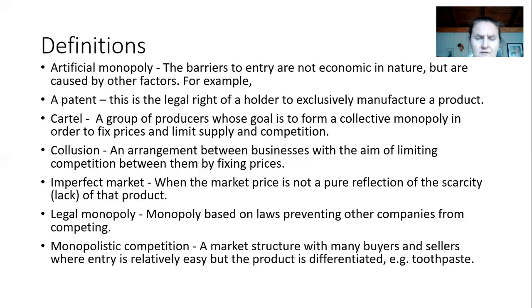Then imperfect market. An imperfect market is where there is something that limits the efficiency within the market, normally because it limits the quantity of the product available in the market. So there's a scarcity of the product. Legal monopoly is when there is a law that prohibits other people from competing. For instance, Eskom has got the sole right of selling electricity in South Africa.